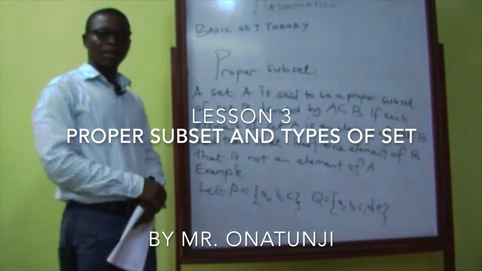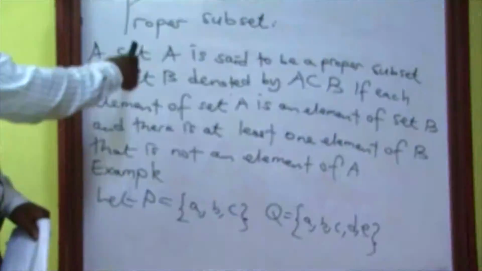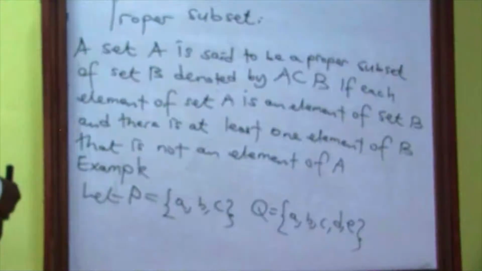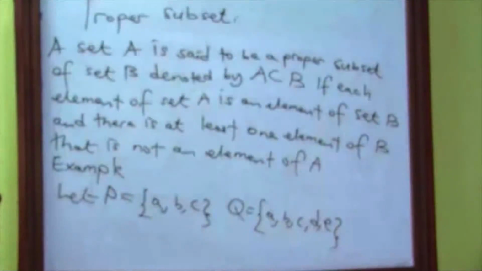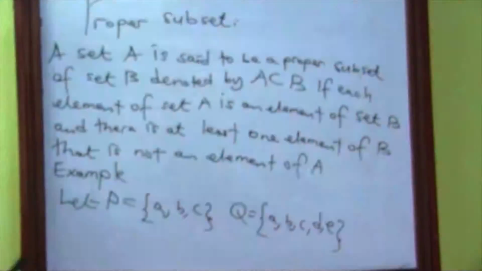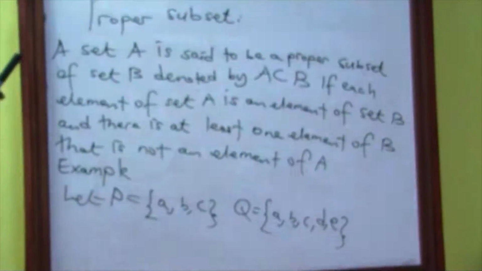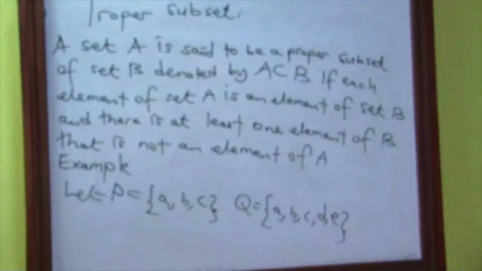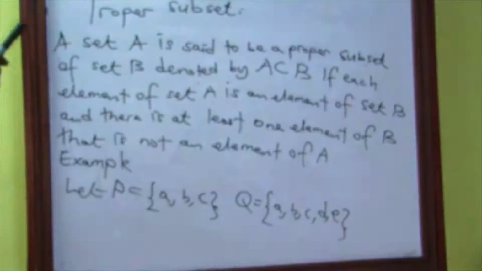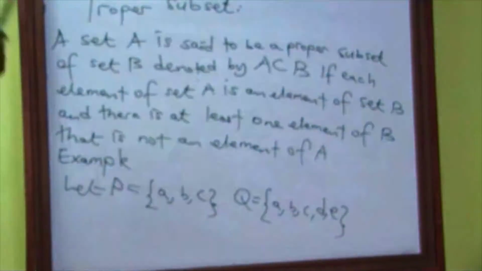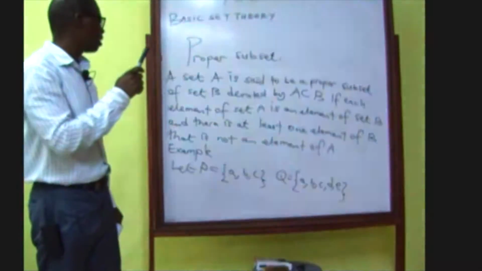Another very important terminology in sets: proper subset. A set A is said to be a proper subset of set B, denoted by this symbol, if each element of set A is an element of set B. And there is a clause there: there is at least one element of B that is not an element of A.